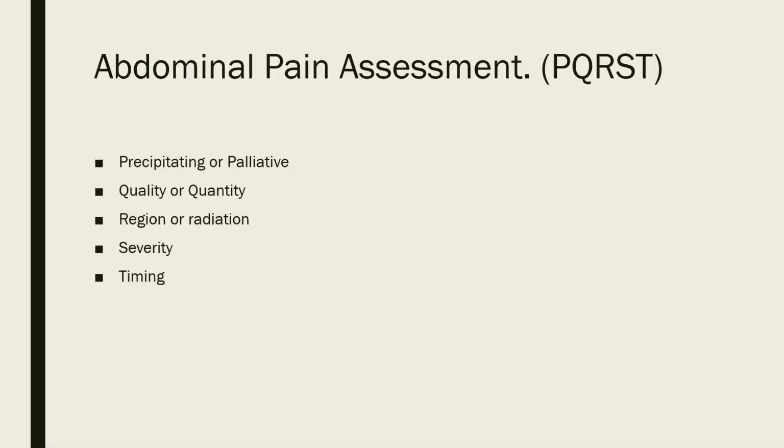So the P is the precipitating or palliative. What brings on the pain? What makes it worse? What makes it better? The Q is quantity and quality. How does the pain feel? Is it burning, stabbing, cramping, aching? Is it a full feeling? R, region or radiation. Where is the pain? Where does it go? Does it stay in one place or does it radiate up your back? Severity, think about the pain scale. Timing, what is the onset and how long does it last?